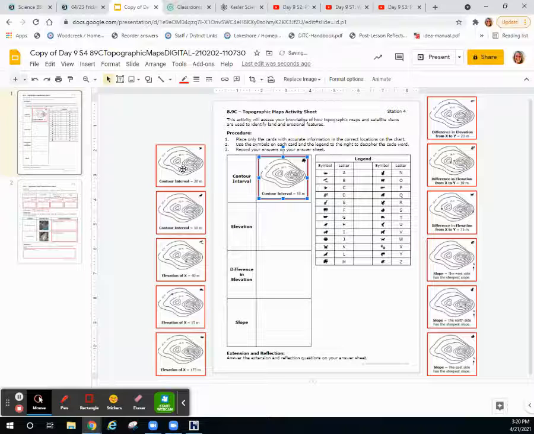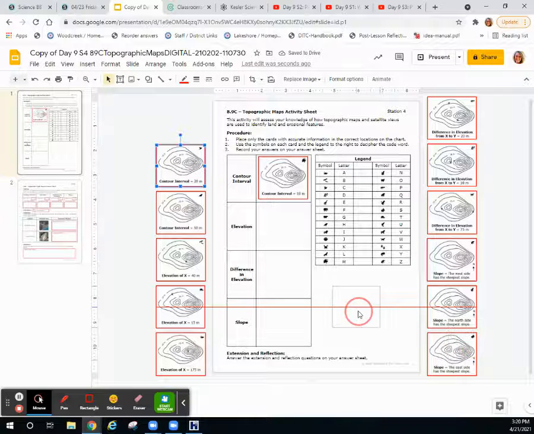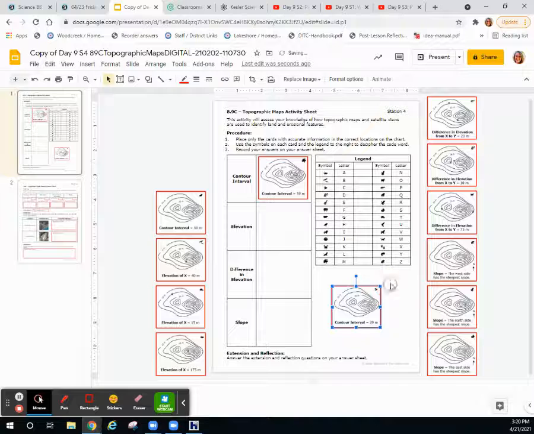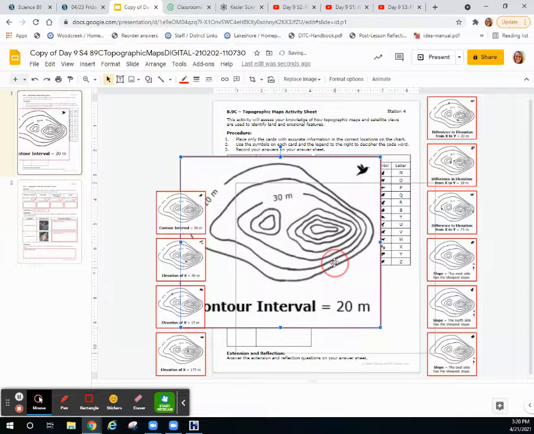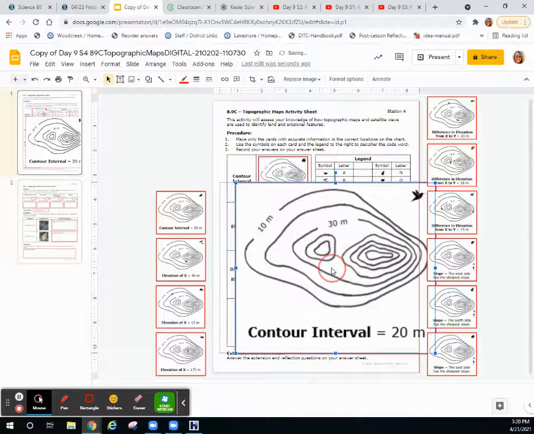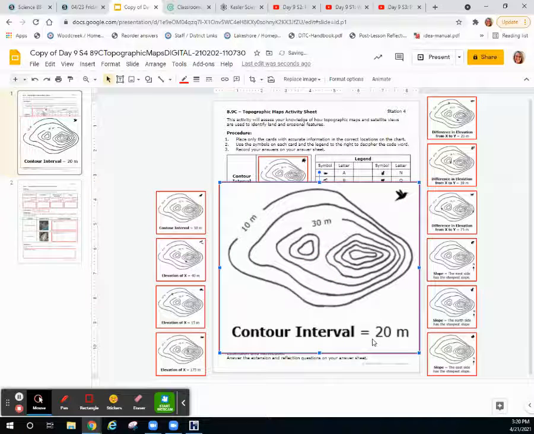But I do want to double check and make sure that I'm not making any mistakes. So I'm going to look at this contour interval card. I'm going to enlarge that. And it's saying that the contour interval is 20. So let's look at our lines. The first line is 10 meters. So if it were 20, then we would add 20 to 10. So this next line, right after 10 meters, should be 30.